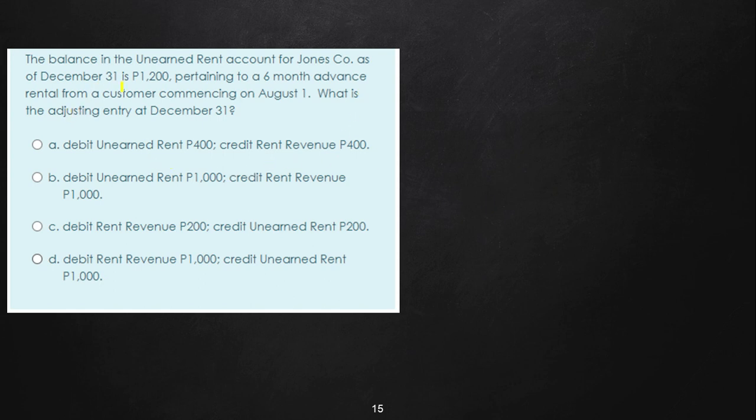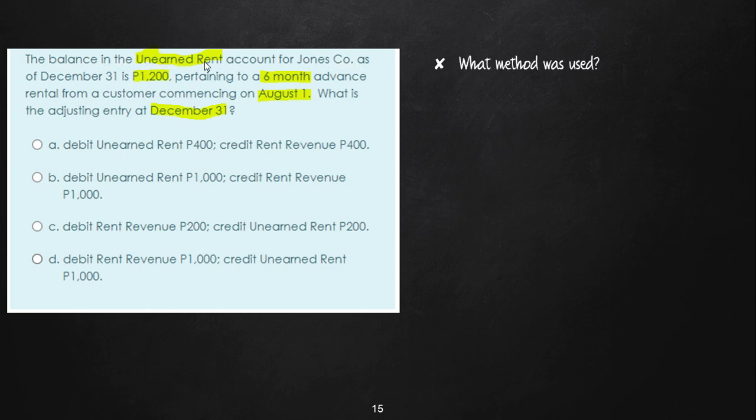What is the adjusting entry on December 31? So, unsa important nga information? Unearned rent, okay? Unearned rent, and then 1,200, good for 6 months. Unya, nagsugod na siya August 1. Then, the period end is December 31. Okay, so these are the important information.